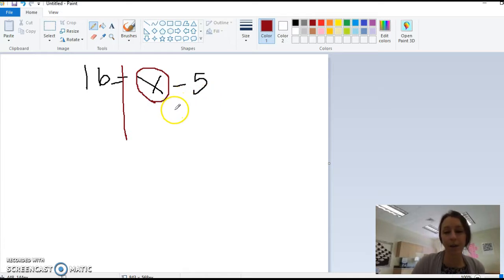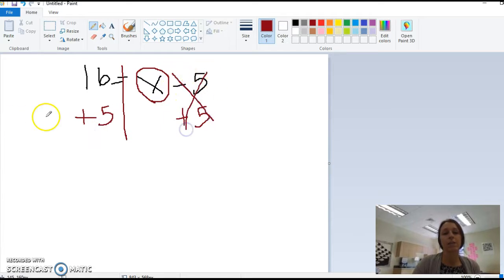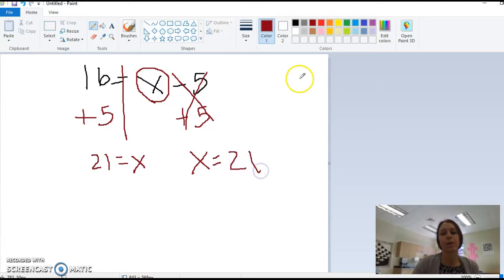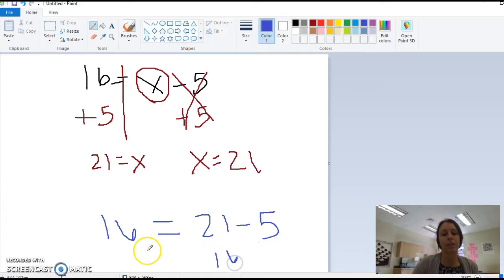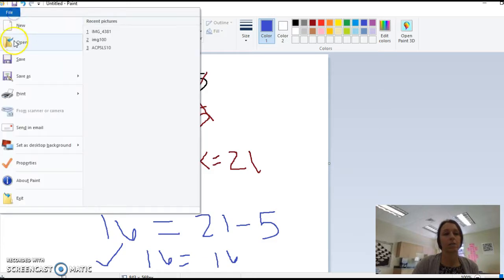The inverse operation of minus is plus, because that's what's going to cancel the 5. Whatever we do on one side, we do on the other side. Those cancel. 16 plus 5 is 21. So 21 equals x. We're going to flip it around so that x equals 21. Now we're going to check. So we're going to say 16. Does that equal 21 minus 5? 21 minus 5 is 16. So these two are equal. We're good to go.